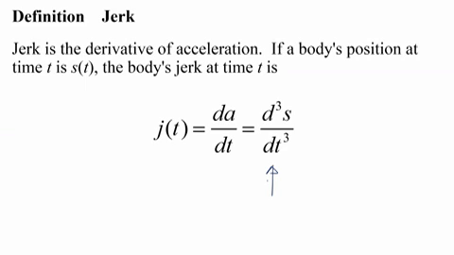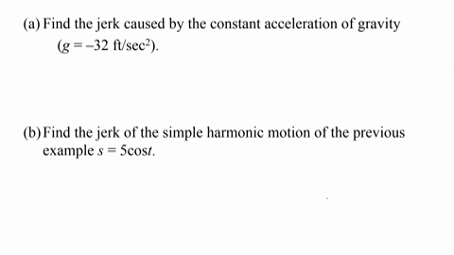Studies have shown that motion sickness comes from acceleration whose changes in magnitude or direction take us by surprise. The jerk is a measure of the change in acceleration. Let's try an example. A. Find the jerk caused by the constant acceleration of gravity, g equals negative 32 feet per second squared. Part B, find the jerk of the simple harmonic motion of the previous example, s equals 5 cosine t.